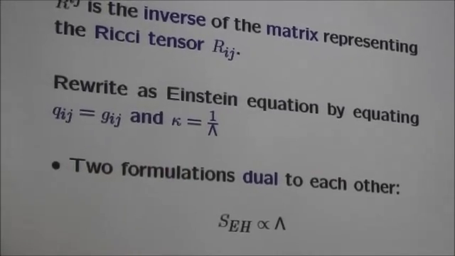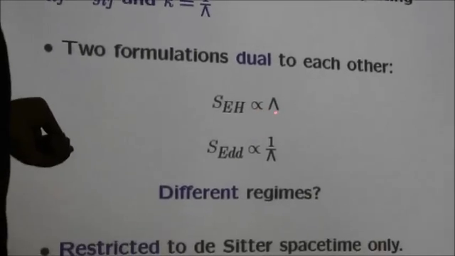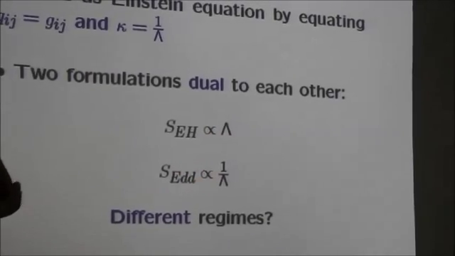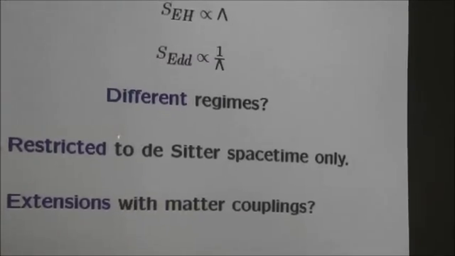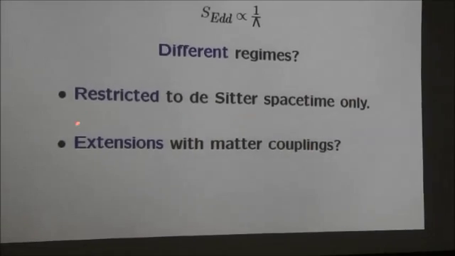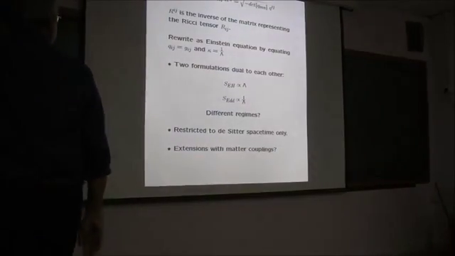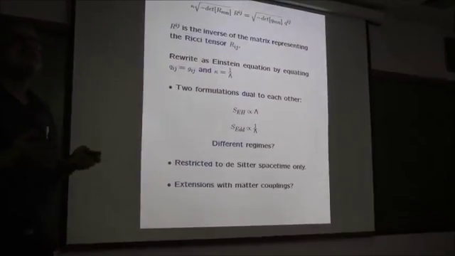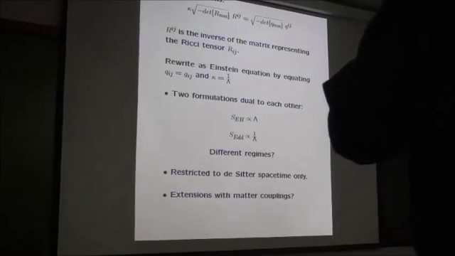But you find something interesting. You see that S Einstein-Hilbert is actually proportional to lambda, whereas S Eddington is proportional to 1 over lambda. So you ask the question whether these are different regimes, and this is of course restricted to de Sitter space-time only. And the main trouble is, how do you couple matter? Okay, so that's the main trouble, and that trouble has to be addressed. And therefore you must be able to move away from de Sitter space to something more general where you can address the issue of matter properties.